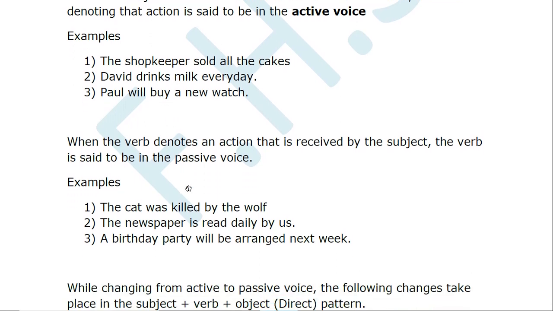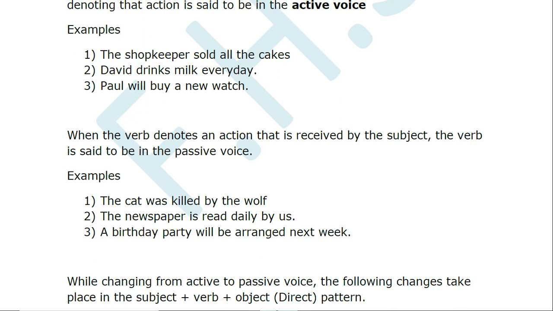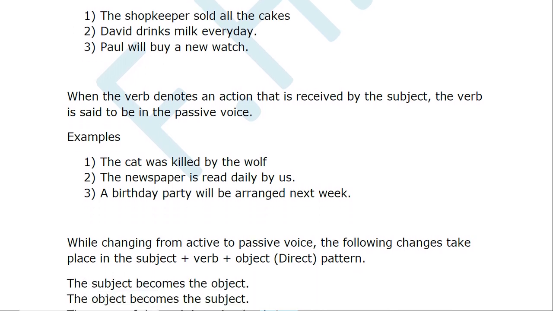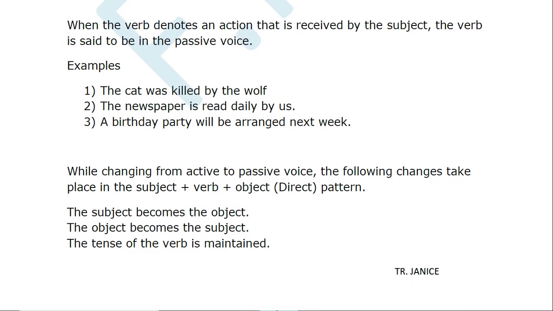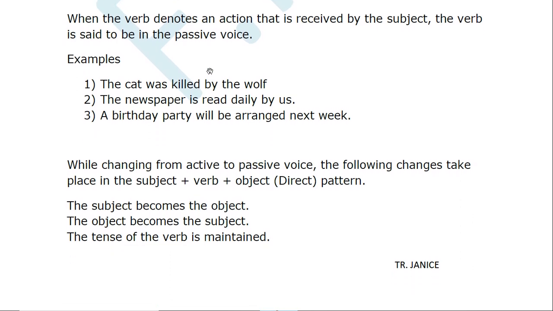When the verb denotes an action that is received by the subject, the verb is said to be in the passive voice. Example, the cat was killed by the wolf. Now what did I tell you? Look at the action, was killed. Who killed? Who did this action? Not who was killed. Who did this action? The wolf. It is after this action, so it is passive. The newspaper is read daily by us. Is read is your action. Who reads? Us. So it is passive voice.